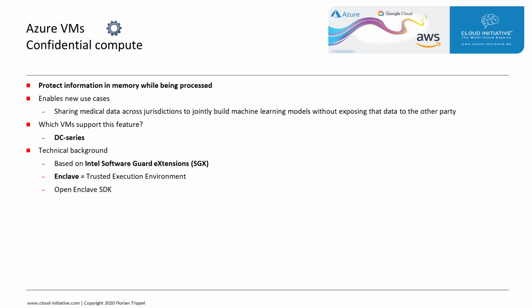First, we will discuss confidential compute, which protects information in memory while this information is being processed. This enables new use cases such as sharing medical data across jurisdictions for building joint machine learning models. For the exam, we should remember that the VM series that supports confidential compute is the DC series.